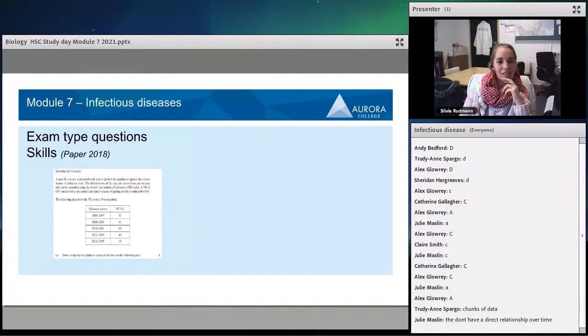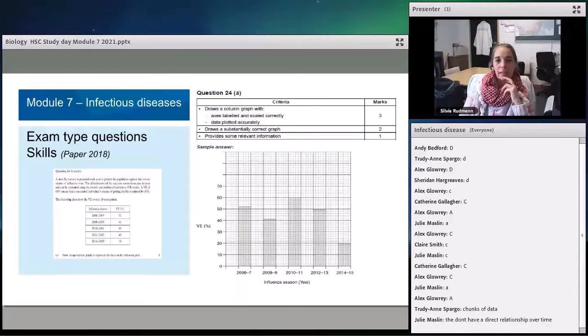Right. So this is the actual answer. It's 3 marks. They are going to give 1 mark for drawing a column graph. If we saw a line graph, this question will actually be 0, right? Because it's a skill question. They're asking for the axes to be labeled properly. Please don't forget the units. That is a silly mistake that a lot of you make in your exams, right? And please add the title.